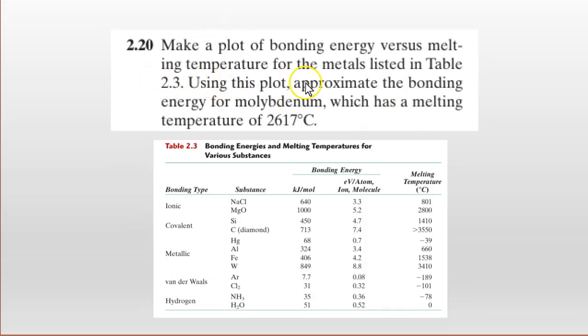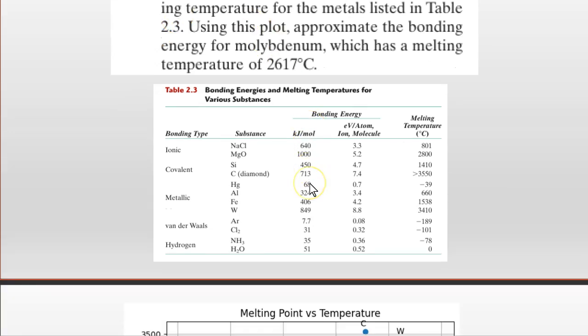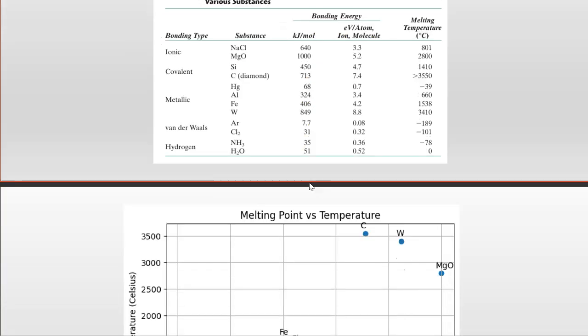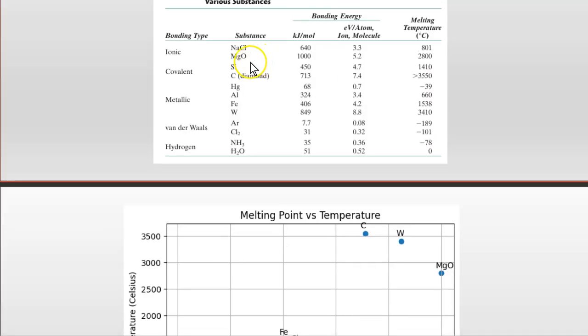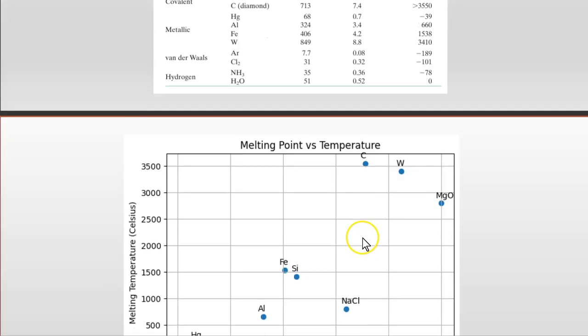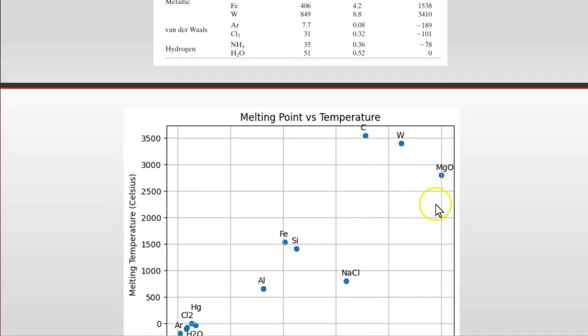In this problem, we are asked to make a plot of bonding energy versus melting temperature. And when we do that, we see there is a correlation between melting temperature and bonding energy. Higher temperatures are required to melt materials with higher bonding energy. We can see that those materials here with the highest melting temperatures include carbon in the form of diamond, tungsten, and magnesium oxide.